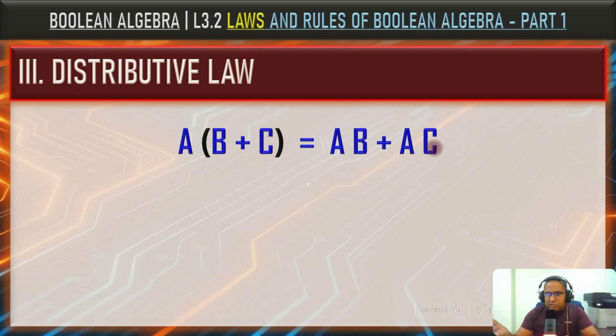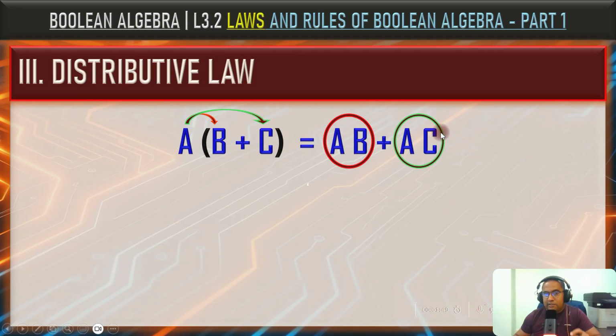If you look at this expression, notice that the variable A is being multiplied by B, resulting in the term A times B. In the same way, the variable A is also being multiplied by C, resulting in the term A times C. These two products are then combined using the OR operation. So what the distributive law does is distribute the variable A across each term inside the parentheses.